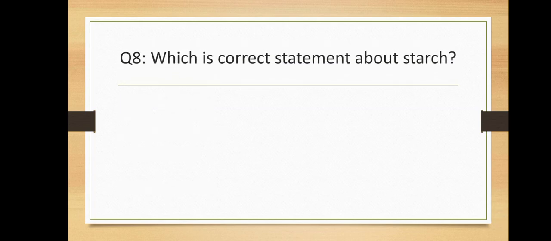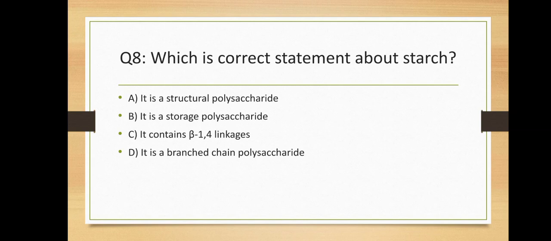Which is the correct statement about starch? Options are: option A, it is a structural polysaccharide. Option B, it is a storage polysaccharide. Option C, it contains beta-1,4 glycosidic linkage. And option D, it is a branched chain polysaccharide. So which among these statements is correct for starch? The correct answer of this question is option B, it is a storage polysaccharide.